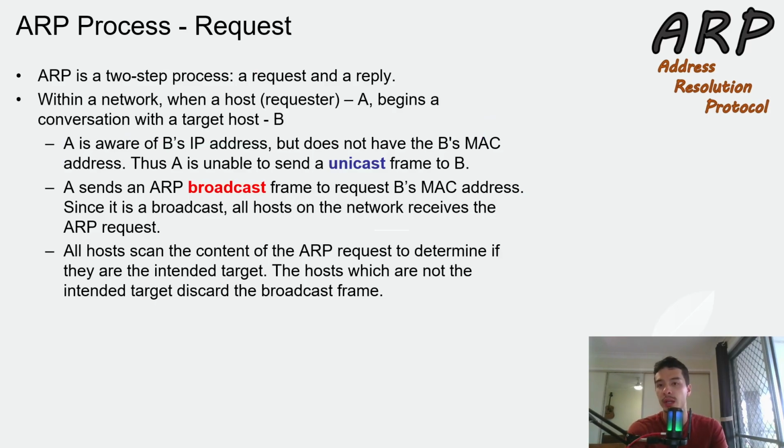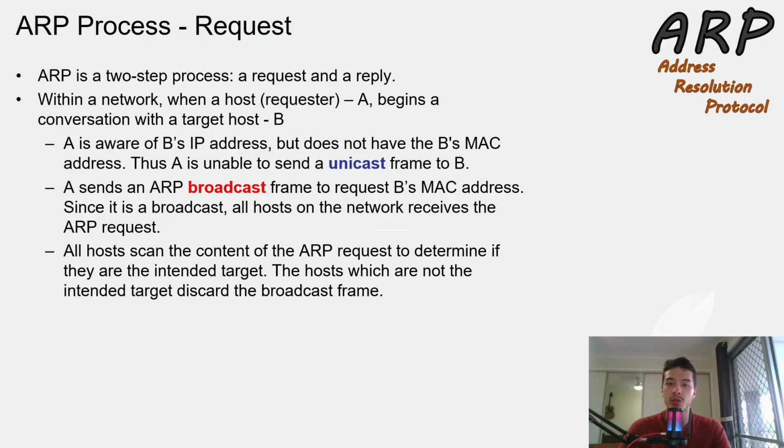So ARP is a 2-step process: a request and reply. Within a network, when a host requester A begins a conversation with target host B, A is aware of B's IP address but does not have B's MAC address, thus A is unable to send a unicast frame to B. A sends an ARP broadcast frame to B's MAC address.